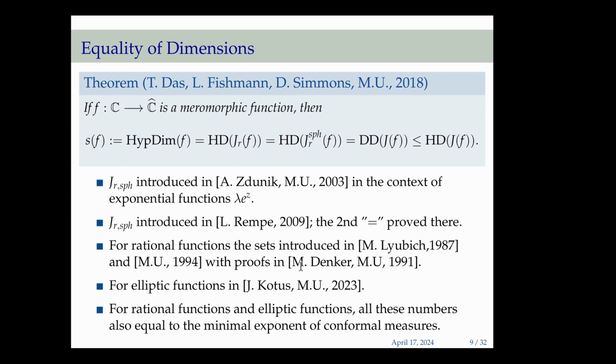all these fractal characteristics of the Julia set, so the hyperbolic dimension and the Hausdorff dimension of Euclidean conical points or spherical points, are equal to the dynamical dimension, and it is less than or equal, of course, to the Hausdorff dimension of the Julia set.